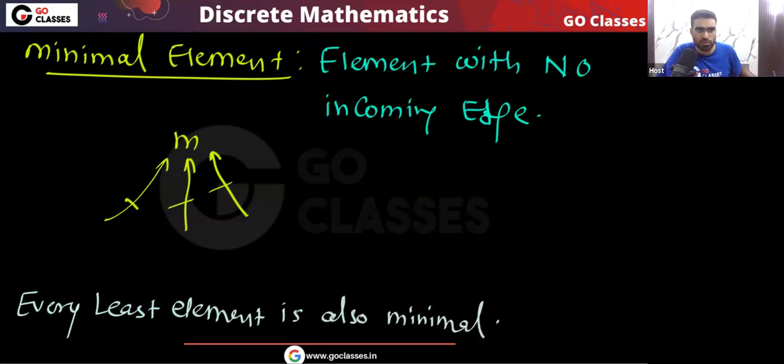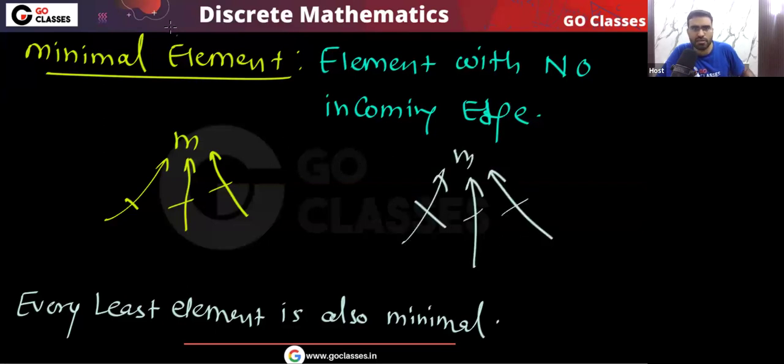I hope you understood. See, if I give you this statement, element with no incoming edge, then this is the definition of which element? Tell me, this is the definition of which element? This is the definition of minimal element. Element with no incoming edge. Agree? With no incoming edge.